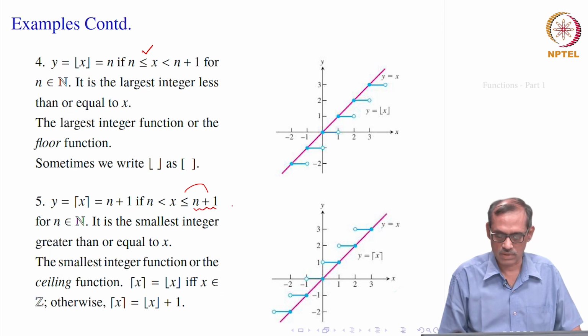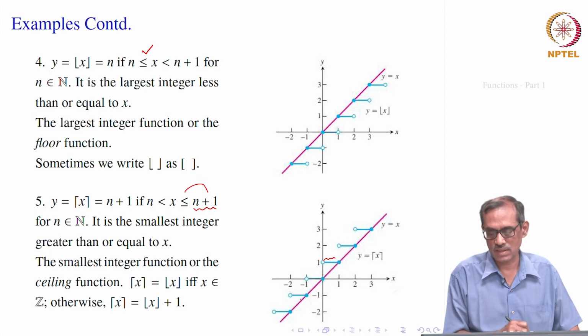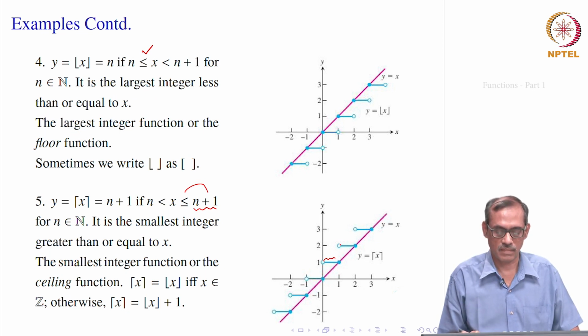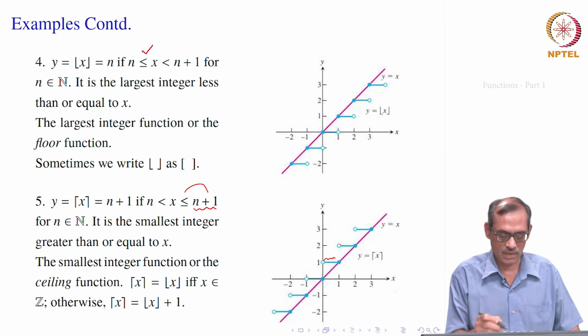So n must be equal to 0. That means from 0 to 1 its value will be 1. So 0 to 1 its value is 1, and at 1 its value is 1, but not at 0. At 0 its value will become 0, because the last one will be applicable. So its graph will look like this. For the floor the sawtooth is coming to the right, but here the sawtooth is on the left side. That is how the ceiling function looks like.